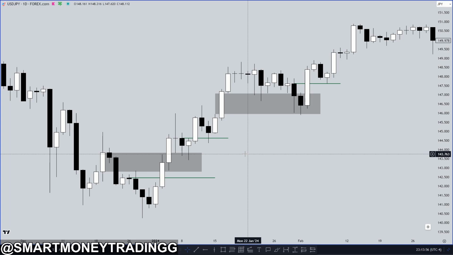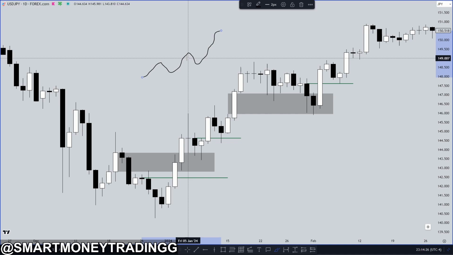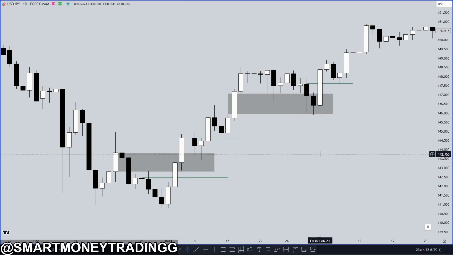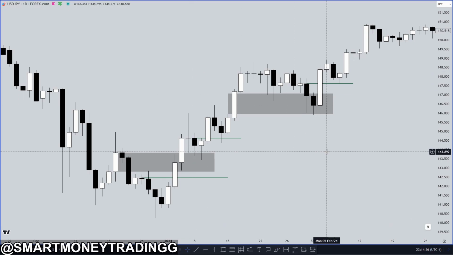What is a proportion block is whenever we rebalance or redeliver into an original order block. What is a mitigation block is whenever we are already in a price leg that is showing a continuation. That's all the mitigation block is to me, is a continuation. A proportion block is redelivery into an original order block. An original order block is the start of a new price move.